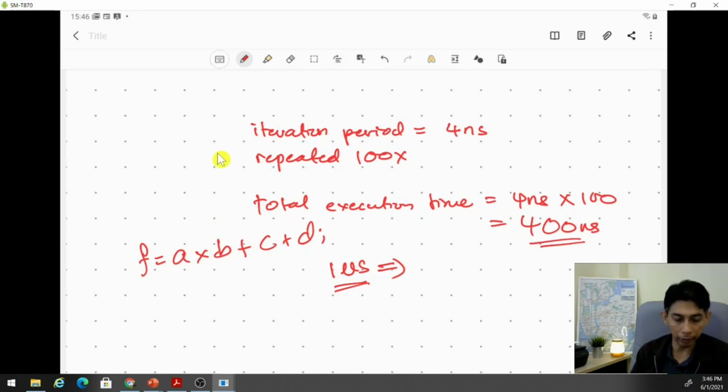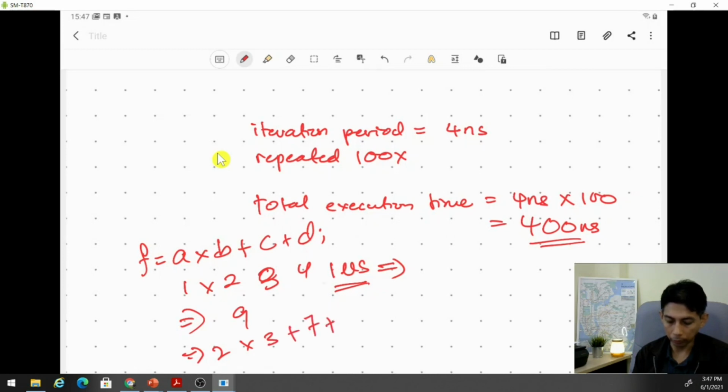So for example, you can change the input. First input A may be 1, B may be 2, C may be 3, D may be 4, and you get the result, which is 2 plus 3 plus 4, which is 9. Then you change the input to A equal to 2, B equal to 3, C equal to 7, D equal to 9, and you get the output. You do that many times in 1 microsecond. How many times you can do that, that is what throughput means.